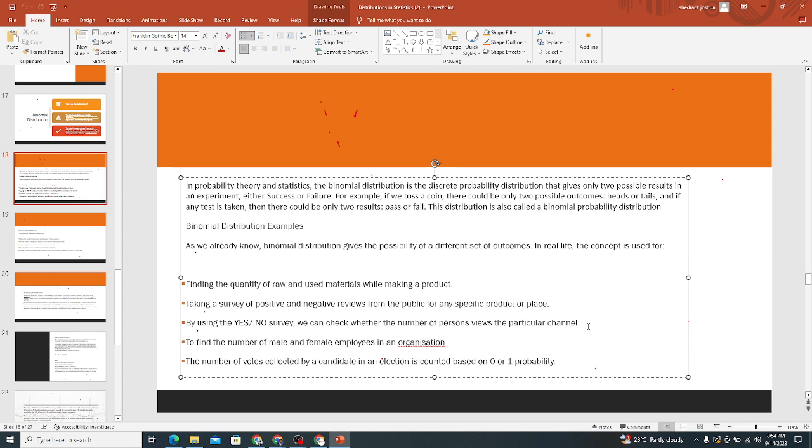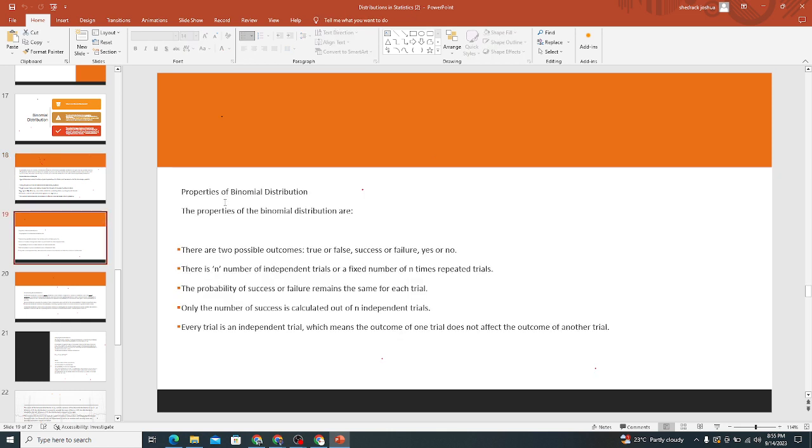Then, to find the number of male and female employees in an organization, you can do a survey in your organization to get the data of female employees and male employees. You will expect one of these two possible outcomes. Then the number of votes collected by a candidate in an election is counted based on 0 or 1 probability. Like it's a win or it's a loss.